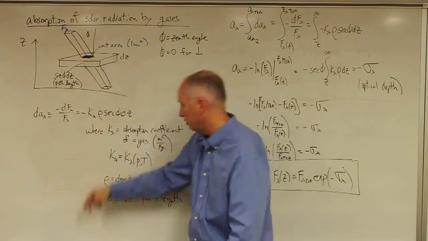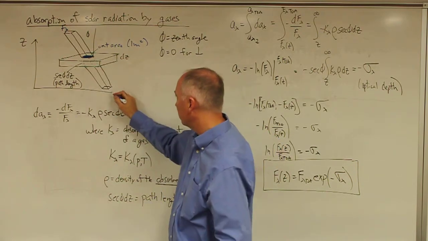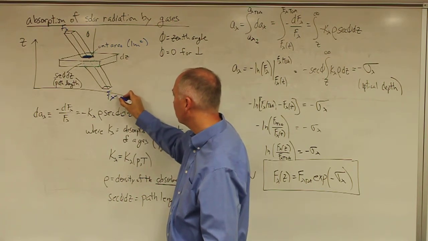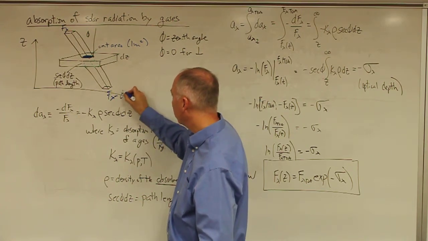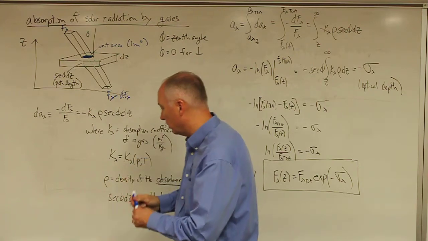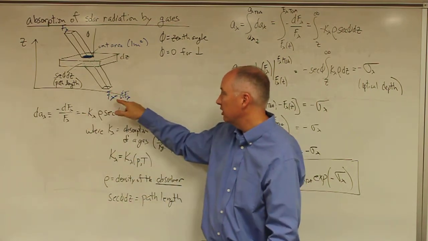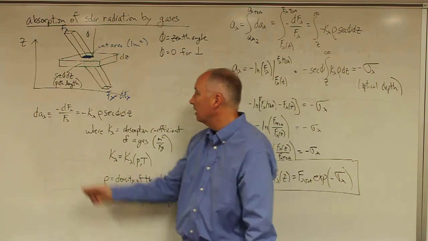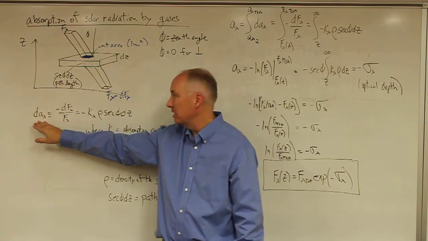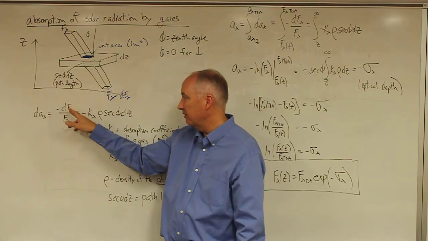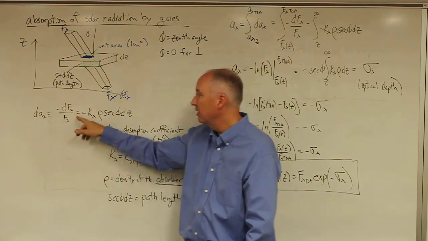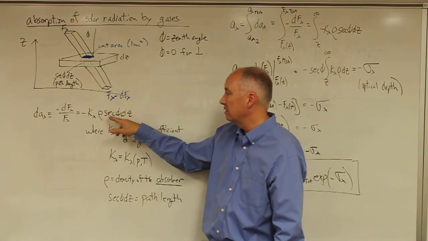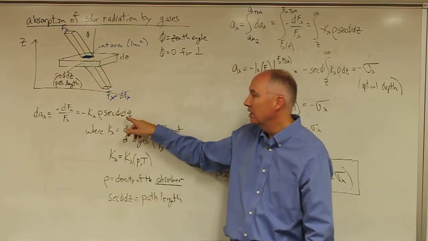It's going to be passing through, and as it passes through, it's going to be reduced. So we have F of lambda plus or minus dF of lambda, so that we have a smaller amount of radiation after it has passed through this absorbing gas. So the change in the absorptivity, minus dF of lambda over F of lambda, is going to be equal to minus k lambda times density times the secant of the zenith angle times dz.